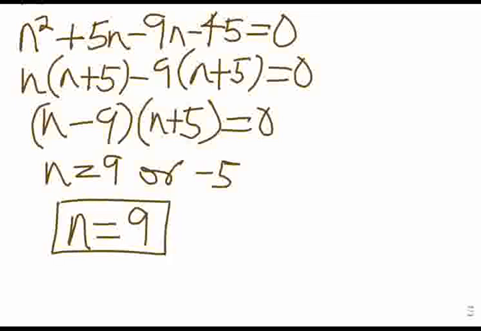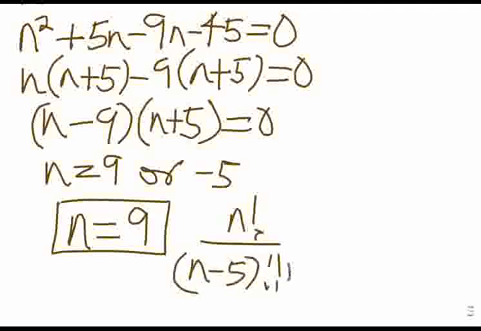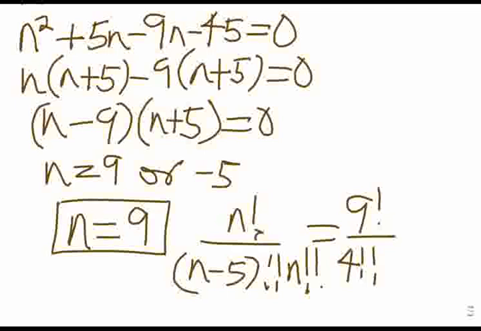Now let's check if this answer is correct. Let's plug it into the original question. The original question is n factorial over n minus 5 double factorial and then n double factorial again. So n factorial is 9 factorial. N minus 5 double factorial, 9 minus 5 there, that is 4 double factorial, and then 9 double factorial again.